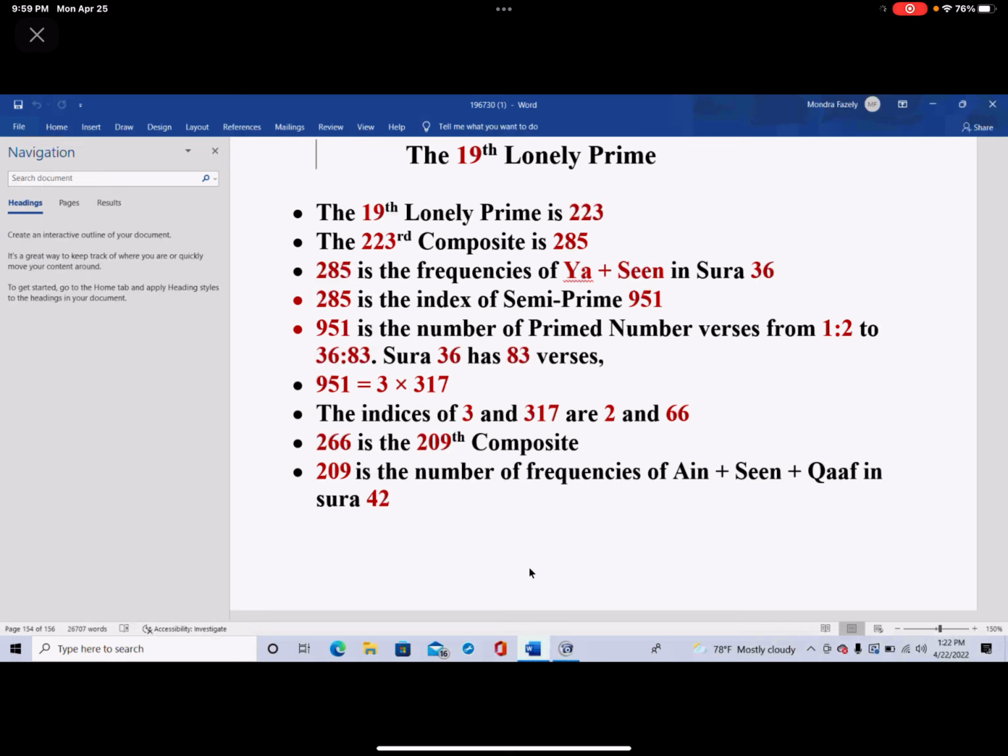951 happens to be 3 times 317. You can verify these things by yourself if you want to. The indices of 3 and 317 are 2 and 66. And 266 is the 209th composite. 209 is the number of frequencies of Ain plus Sin plus Qaf in Surah 42.